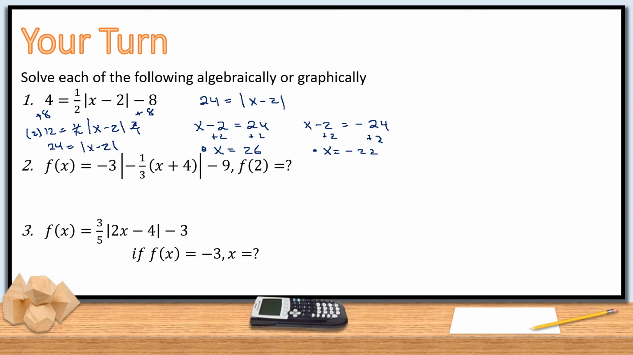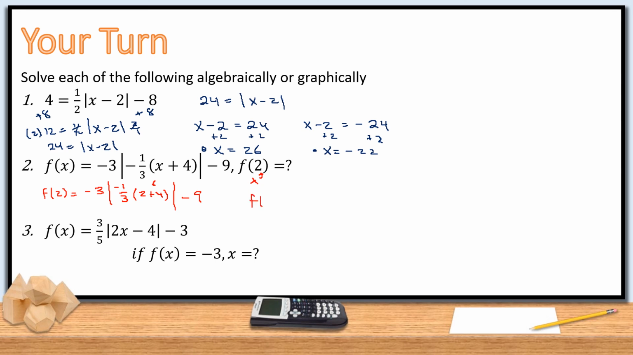Second one, we were asked for f of 2. So remember, that's our x value. So what's the y value when x is 2? All we have to do is sub in 2 for x. So f of 2 is going to be minus 3, absolute value of negative a third, times 2 plus 4, close the absolute value, minus 9. All right, so 2 plus 4 is 6. 6 times a third is going to be 2, and it's minus a third, so it's going to be minus 2.